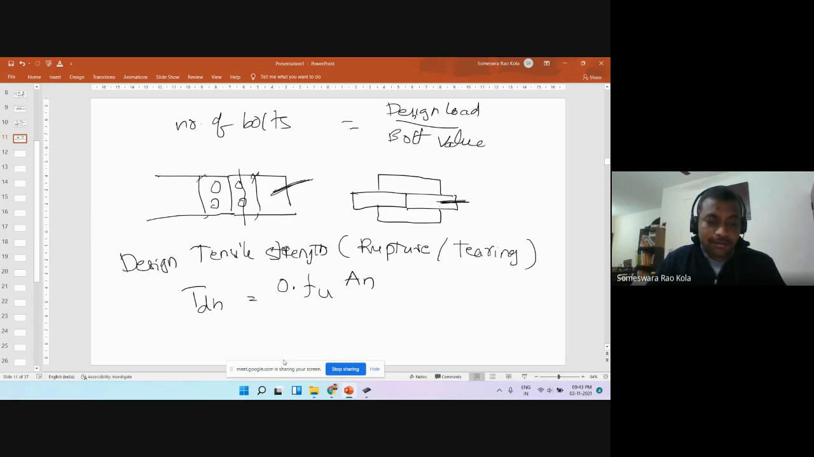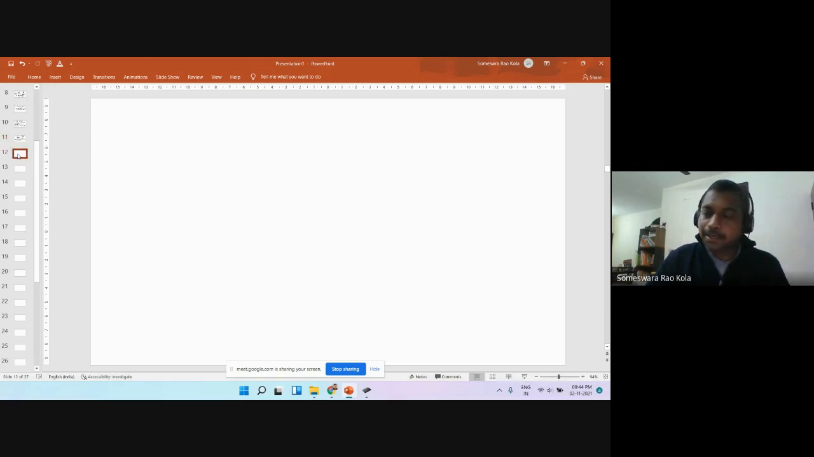Okay, now, sorry, 0.9 FU. This is the tensile strength, and then AN. AN is nothing but the effective area along the plane of rupture. Now, there is a simple formula that you have to remember to find out the AN.